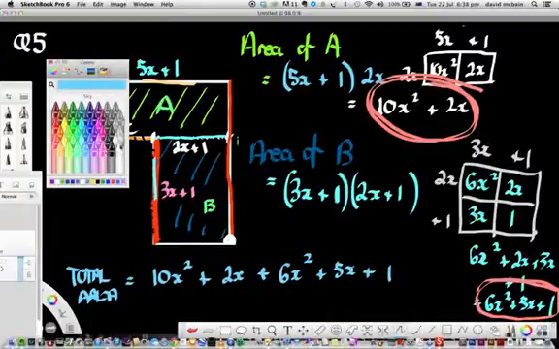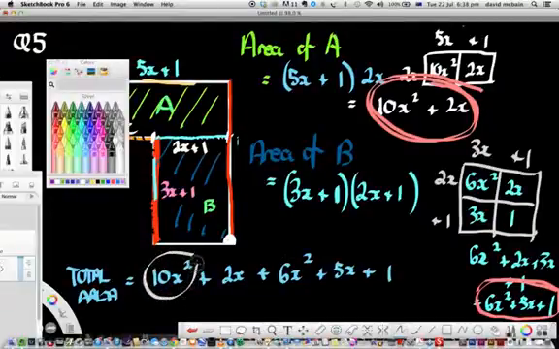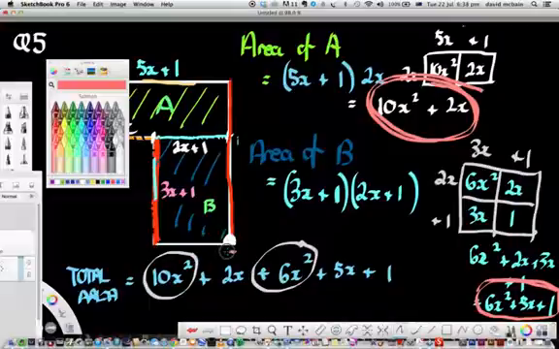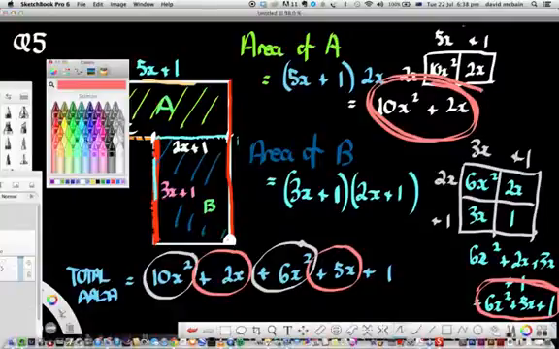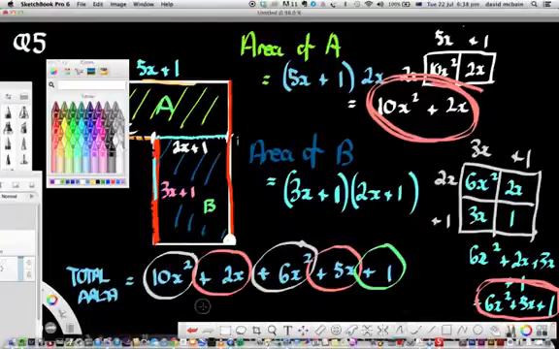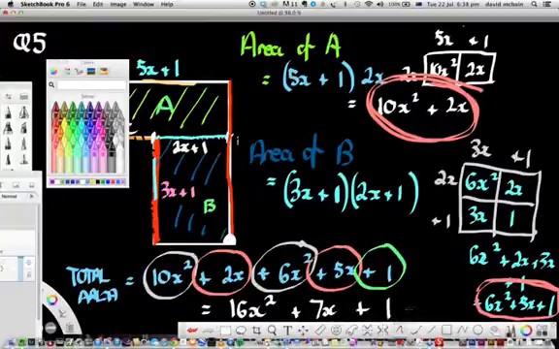And collecting like terms, so we've got, there's an x squared term and there's another x squared term, they're like terms. 2x and positive 5x, there's two other like terms, and then we've got the number plus 1 sitting on its own. So let's group those together. So it's going to equal 10x squared plus 6x squared is 16x squared plus 2x plus 5x is 7x, and plus 1 on the end. So there is the final expression for the area of that shape.